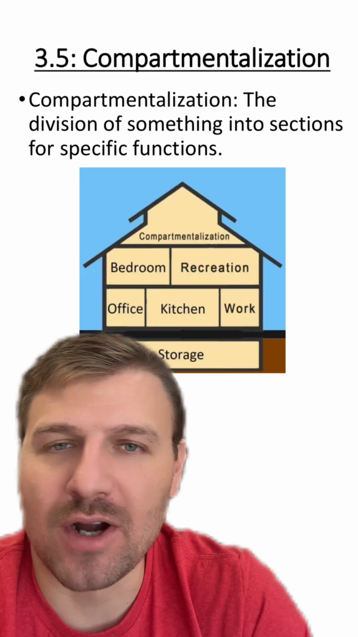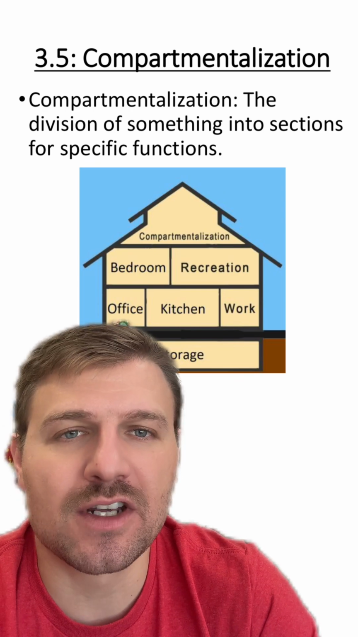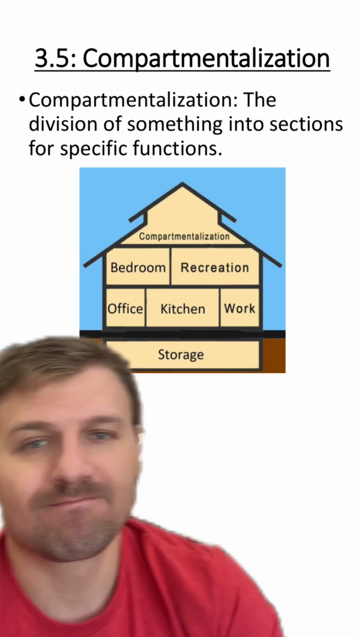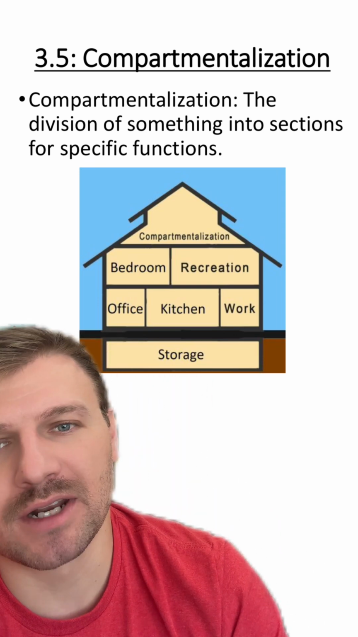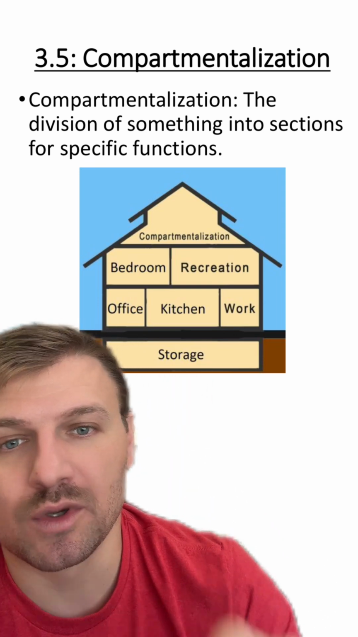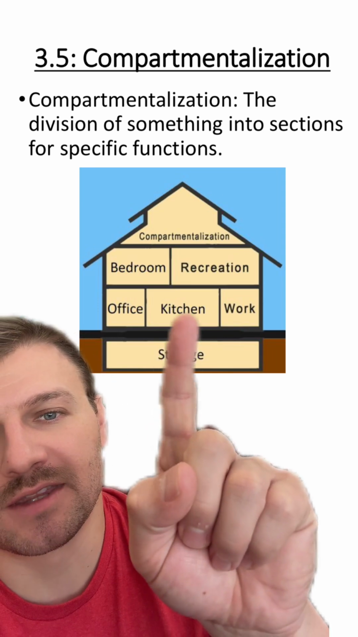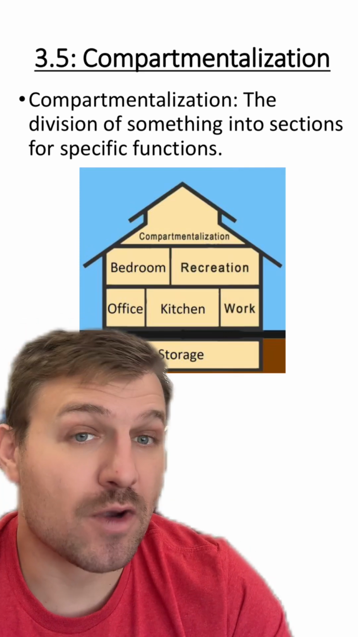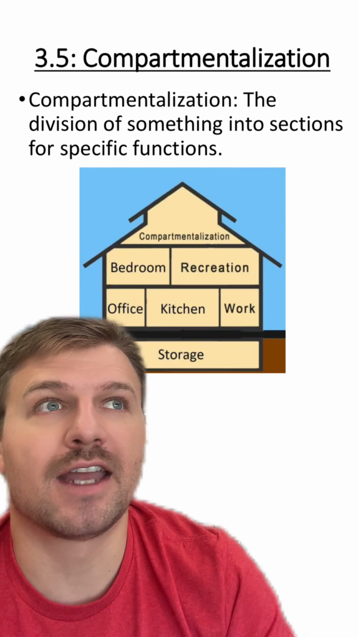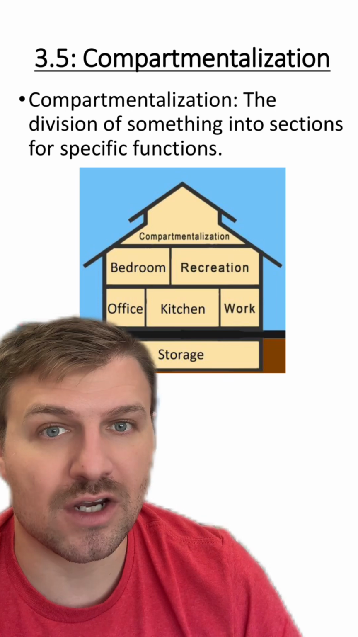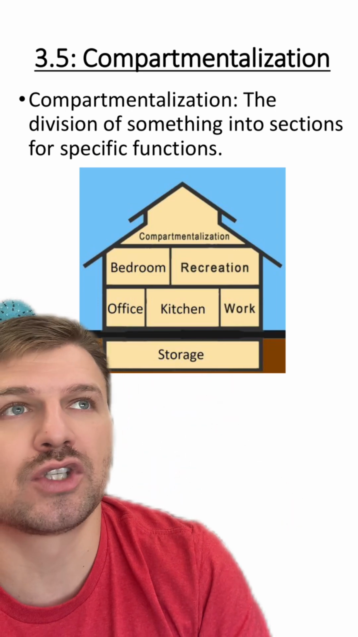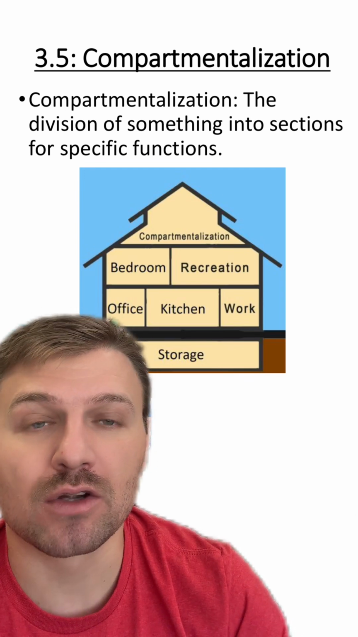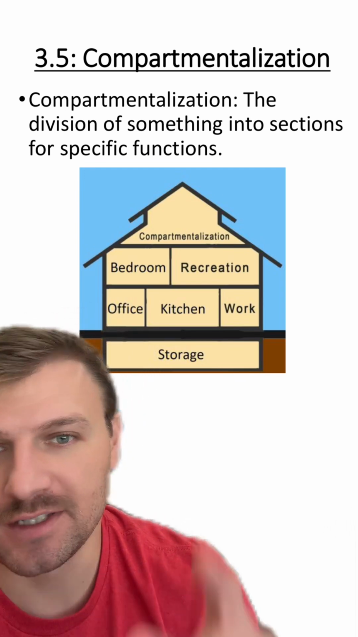All right, so what is compartmentalization? Compartmentalization is the division of something larger into smaller sections for specific functions. I always like to talk about a house being compartmentalized. It's a larger structure with smaller units, like the basement, the kitchen, maybe a bedroom, work area, office. Each of these different smaller areas is sectioned off and is focused on one particular function. If this whole building was just one big room, it wouldn't be as efficient as having smaller rooms for specific functions. For example, the kitchen.